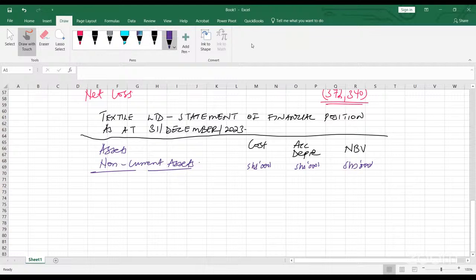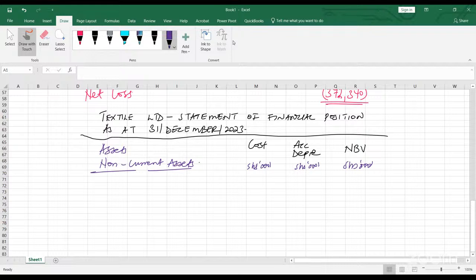So what are the non-current assets? Members, check out the non-current assets very fast. We list them one by one. Patricia, what are the non-current assets? Check the question. What do we have under the non-current assets?